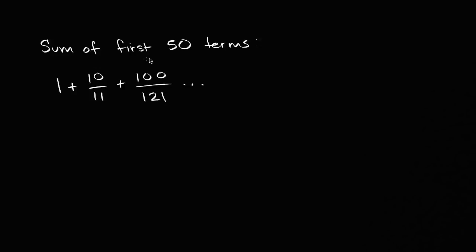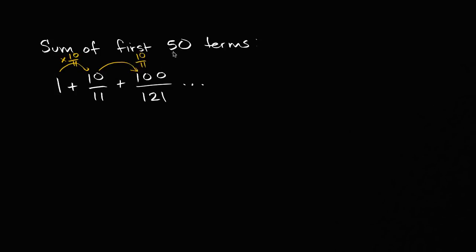So we're asked to find the sum of the first 50 terms of this series. And you might immediately recognize that it is a geometric series. When we go from one term to the next, what are we doing? Well, we're multiplying by 10 elevenths. To go from 1 to 10 elevenths, you multiply by 10 over 11. Then you multiply by 10 over 11 again.